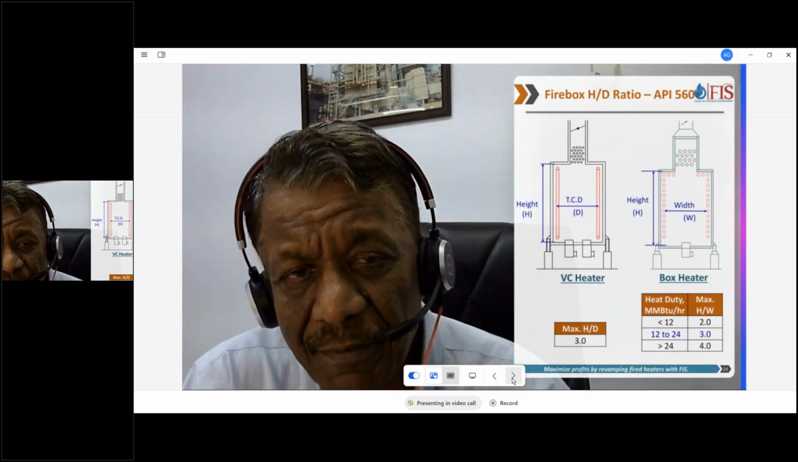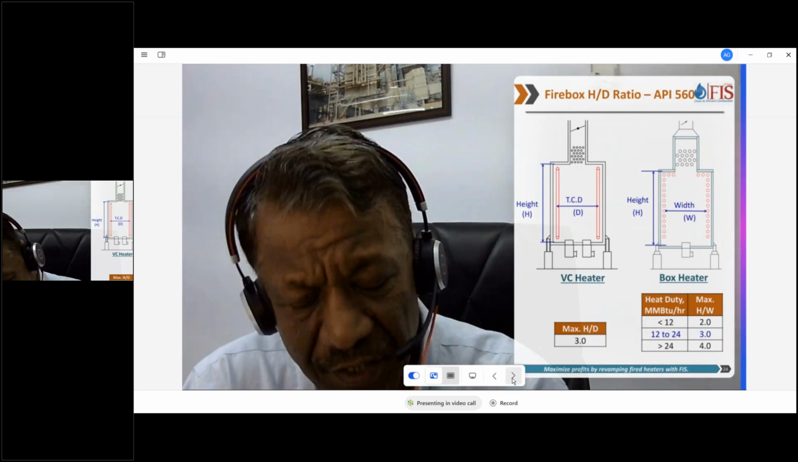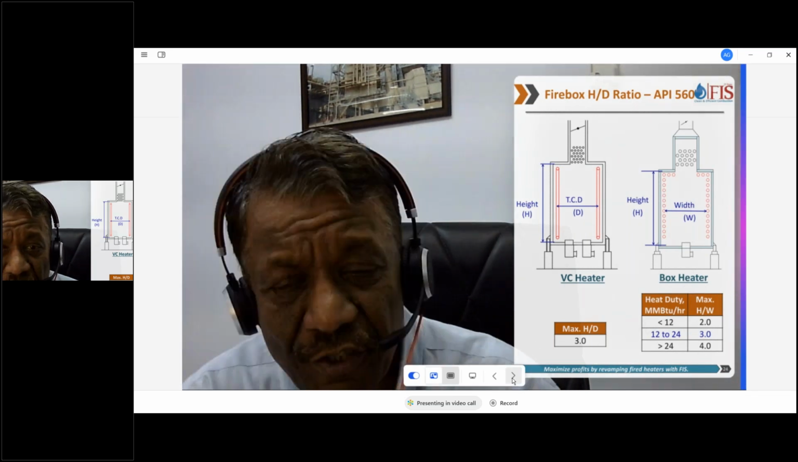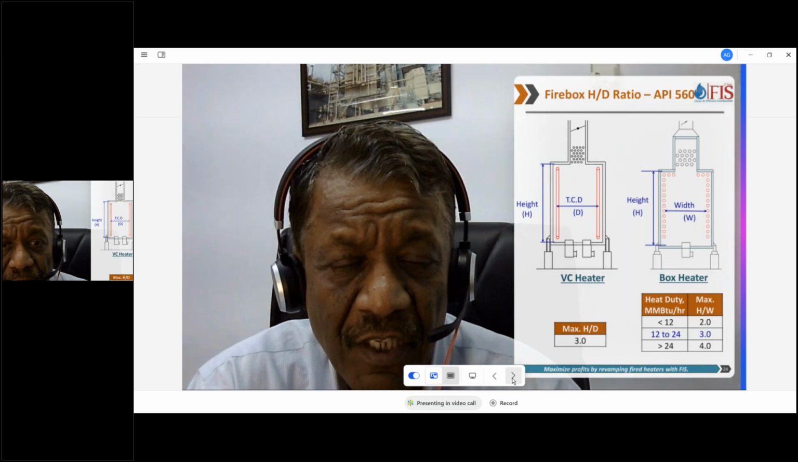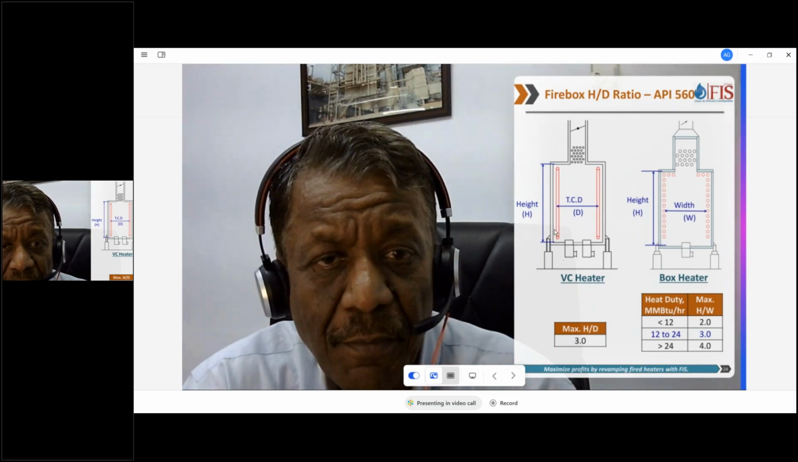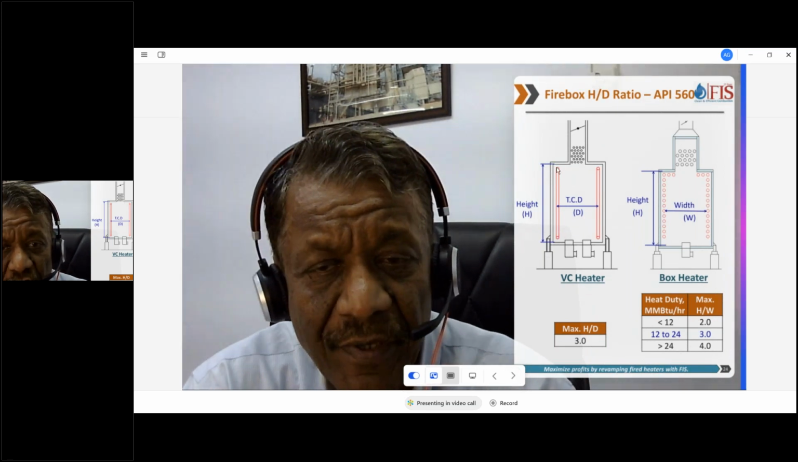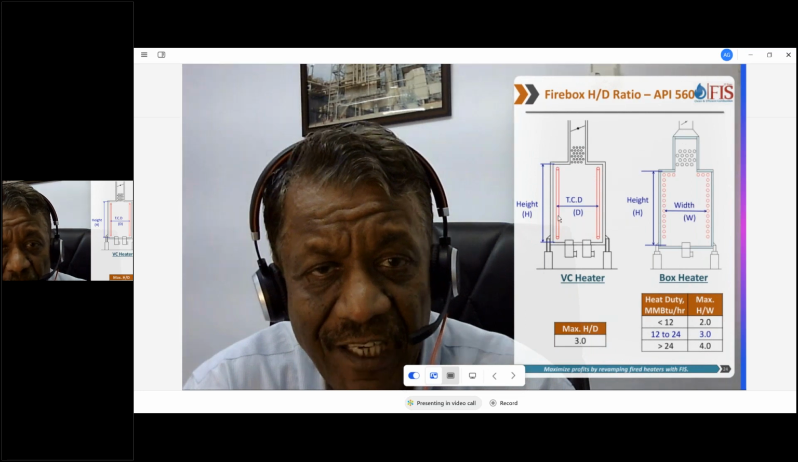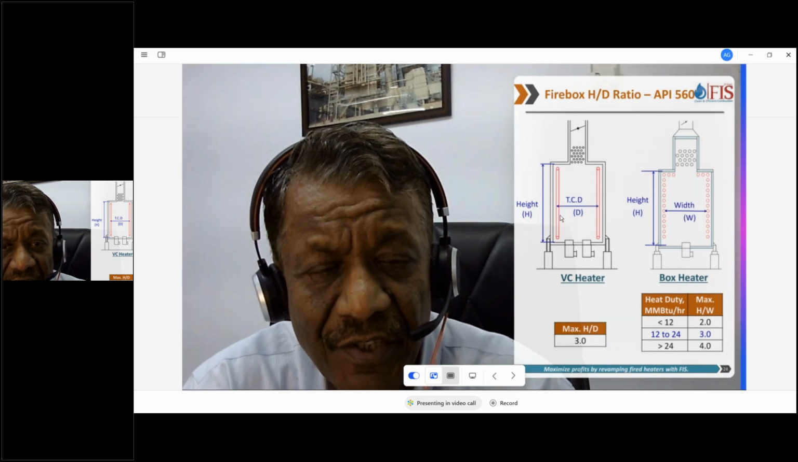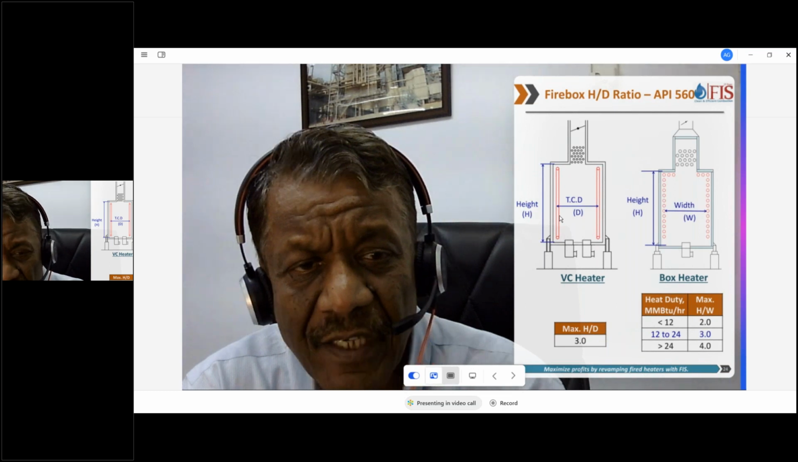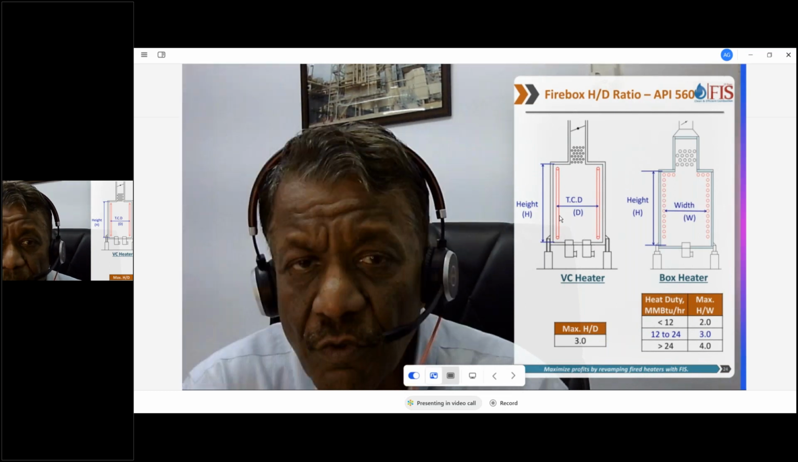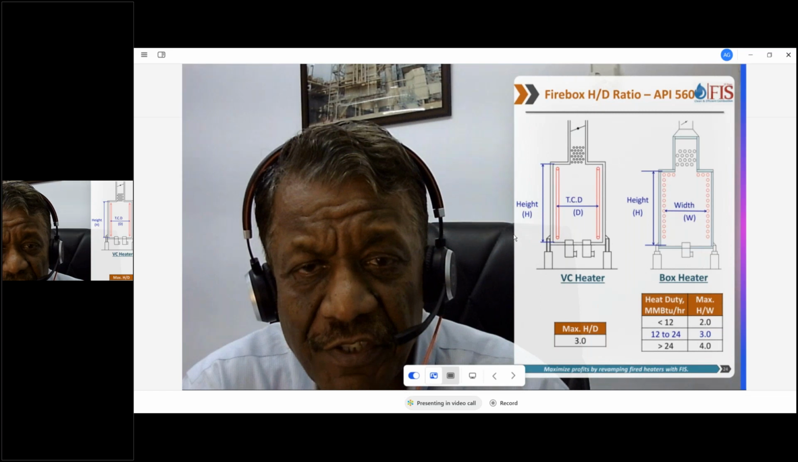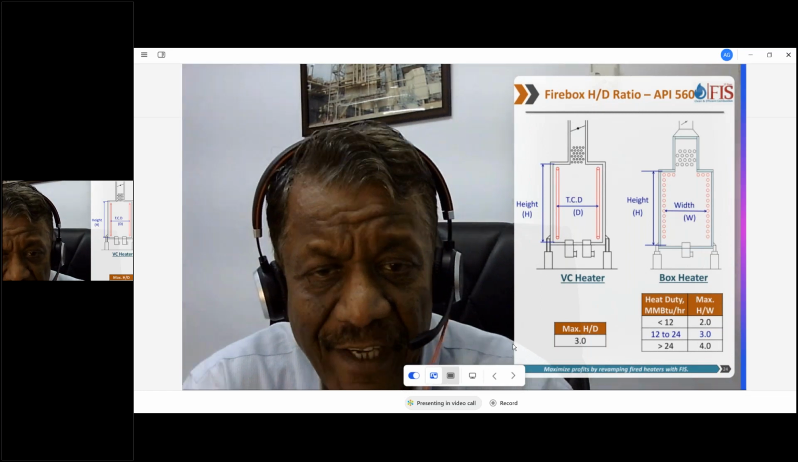The lower this thing is, the less maldistribution of heat flux you will have, because the heat flux at the bottom and at the top is going to be very different. In fact, it's going to be highest at about 1/3 the height. So there are a lot of factors which come into this, but try to stay away from very tall, narrow heaters.